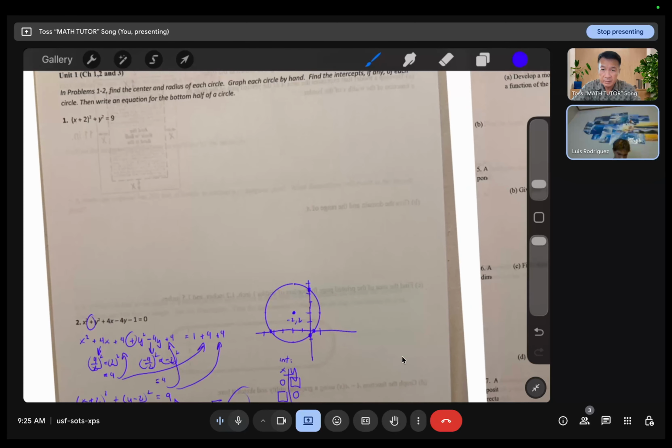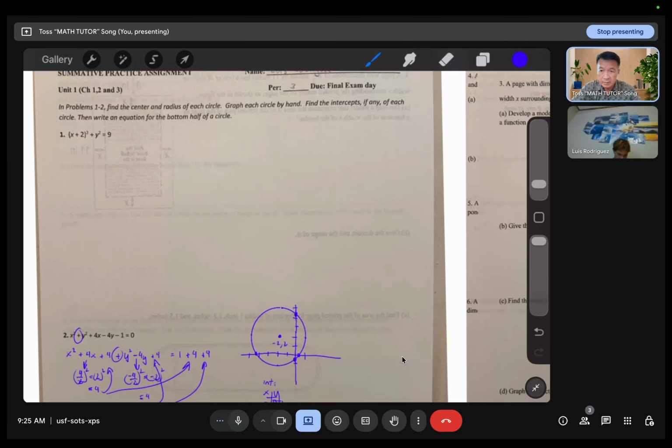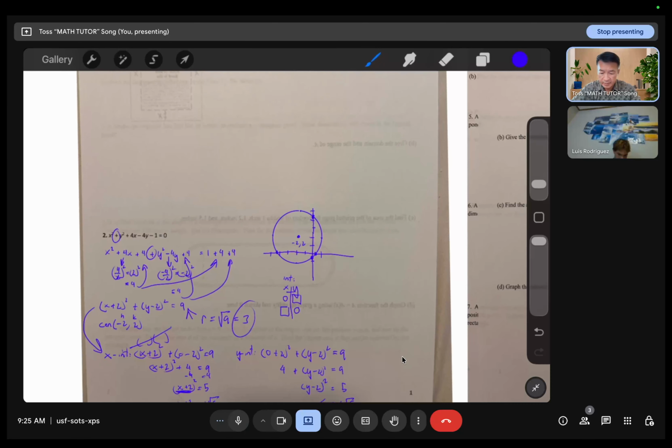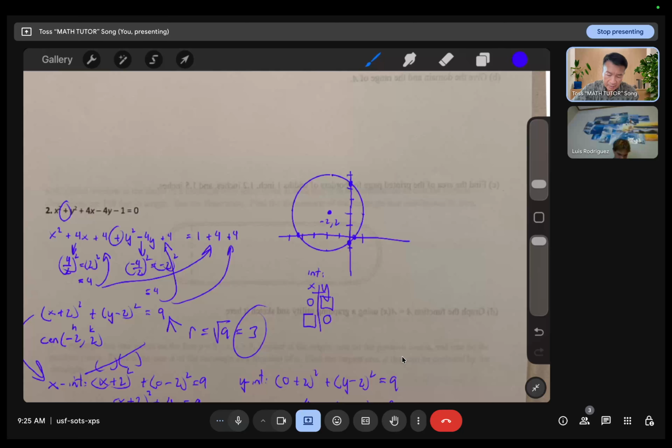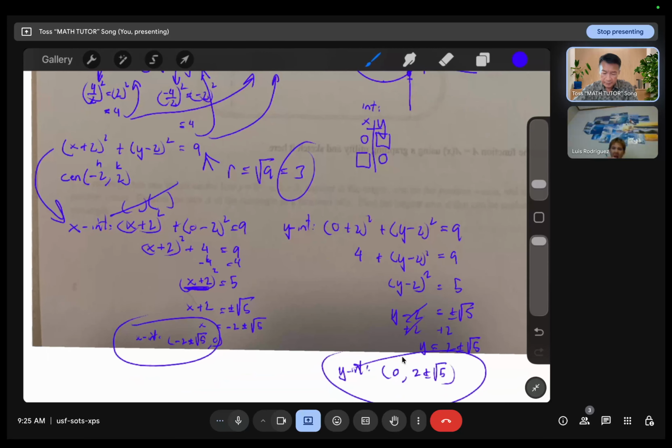Now you have to write the equation. Write an equation for the bottom half. Do you understand what that is? It's like if you cut this in half this way, the bottom half is here. You know this? You okay? If you cut it in half. Yeah, so you know how that works, right?